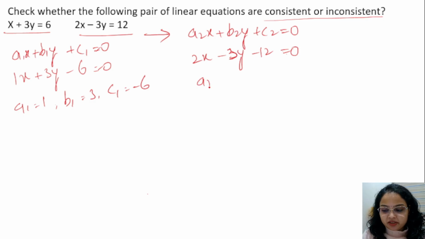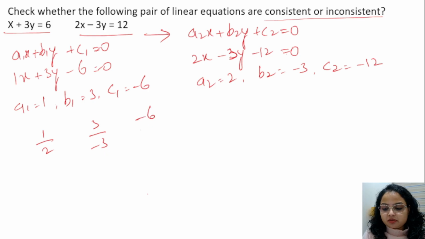Okay, if you compare here, a2 is equal to 2 and b2 is equal to the coefficient of y, it is minus 3 and c2 is the constant term, it is minus 12. We will take the ratios: a1 by a2 is 1 by 2, b1 by b2 is 3 by minus 3, and c1 by c2 is minus 6 by minus 12. Okay, and here minus and minus will cancel. 6 by 12 is 1 by 2 and here 3 by minus 3 is minus 1. Okay, here the ratios are 1 by 2, minus 1, and 1 by 2.